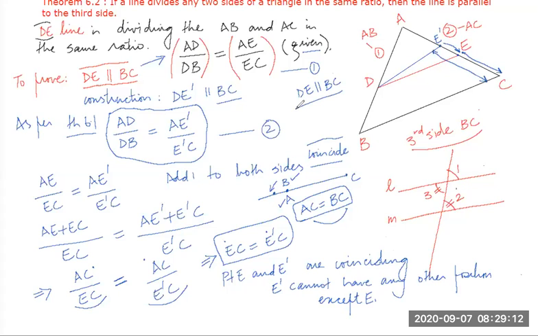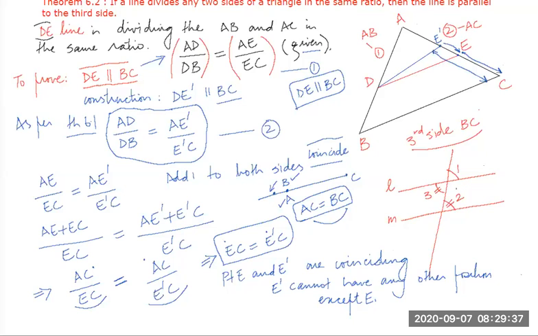This is what we wanted to prove, that if one side DE is cutting the two sides of a triangle in the same ratio, that is AD by DB is equal to AE by EC, then the side DE should be parallel to BC. So it is proven that DE is parallel to BC.